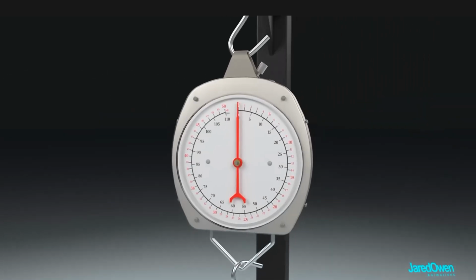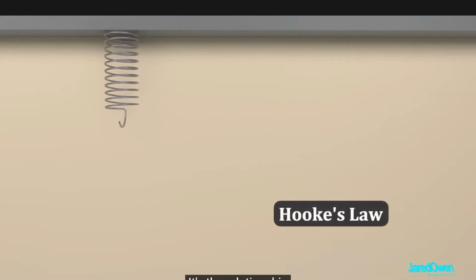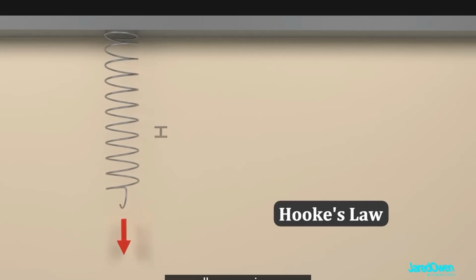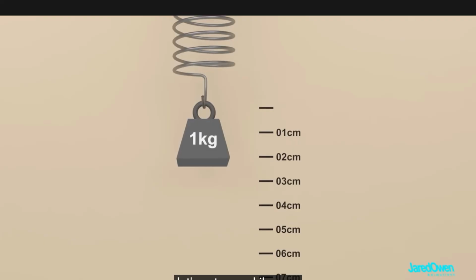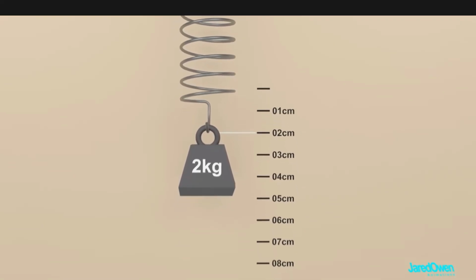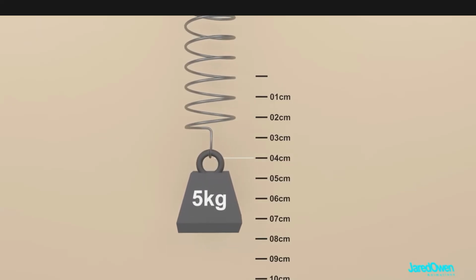The reason that a scale like this works is because of something called Hooke's law. It's the relationship between how much force you pull on a spring versus how far that spring stretches. So just for an example, let's put a 1 kilogram object on this spring. It stretches 1 centimeter. Okay, now let's double the weight. Now it stretches 2 centimeters. For each extra kilogram, the spring stretches another centimeter.